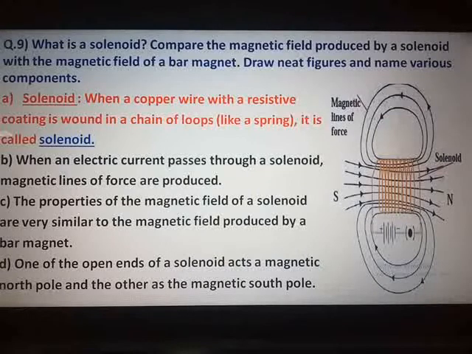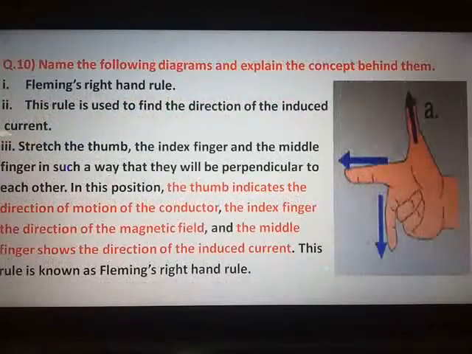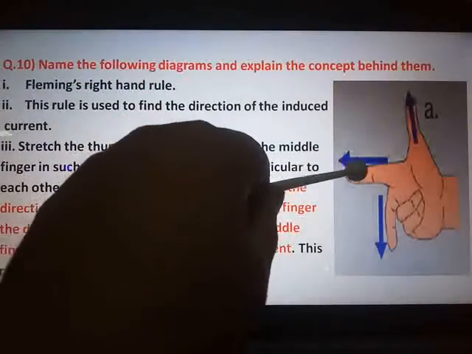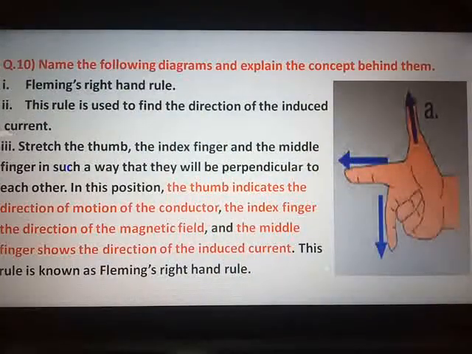Now we go to the next question. Question number 10. Name the following diagrams and explain the concept behind them. For naming you have one mark and explaining the concept you have 1 mark. So look at this figure. Looking at it, you come to know it is Fleming's right hand rule.